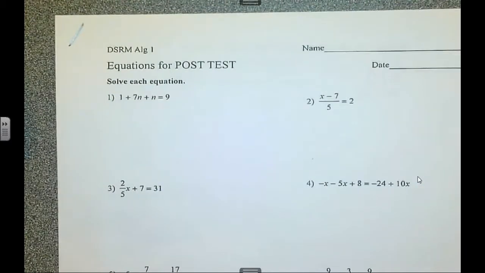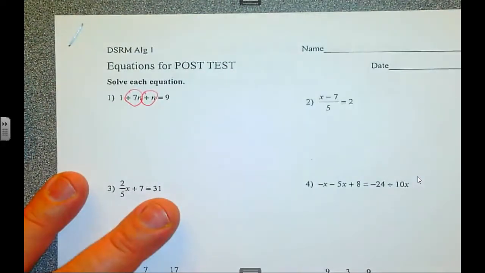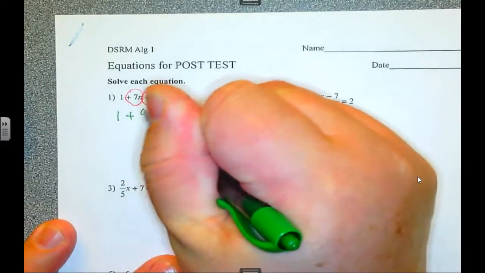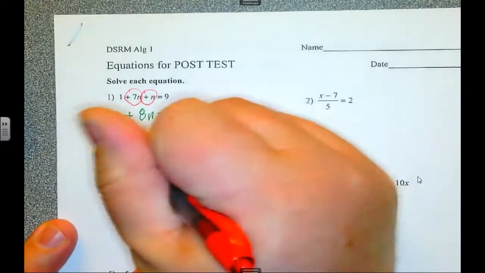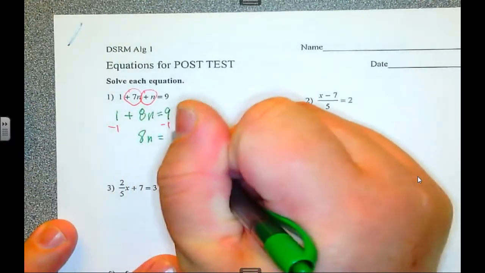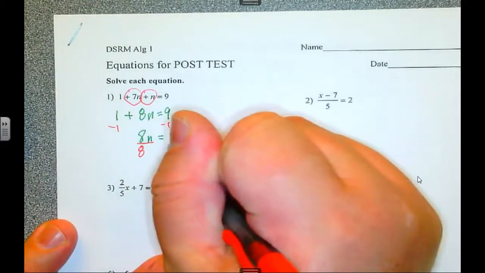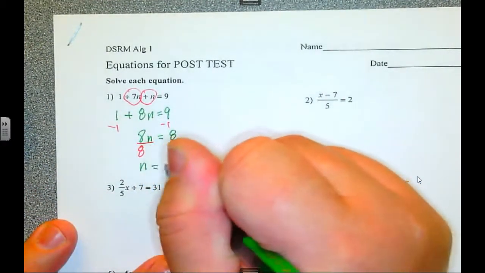Yeah, we do. It's good practice for you. See, combine like terms. But not if you go forward. 1 plus 8n equals 9. It's going to be n equals... Subtract 1, subtract 1. I get 8n. I'm going to do this really quick. See how quickly I can do this. Divide by 8, divide by 8. n equals 1.